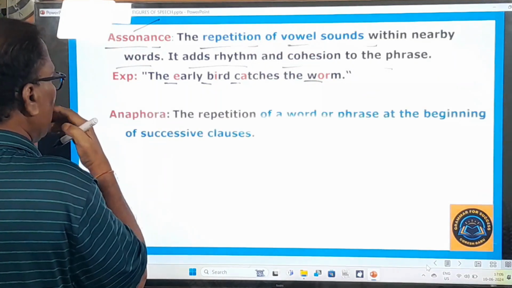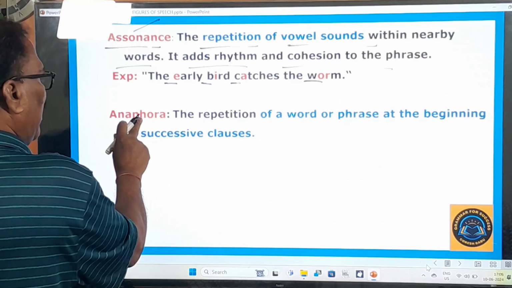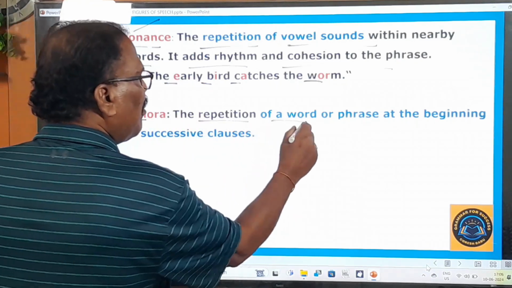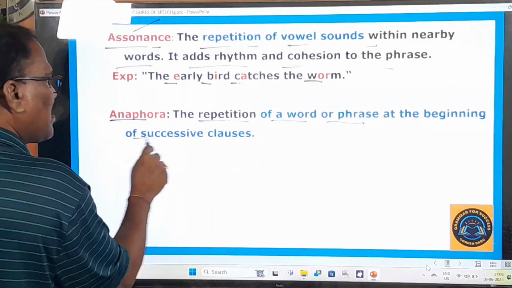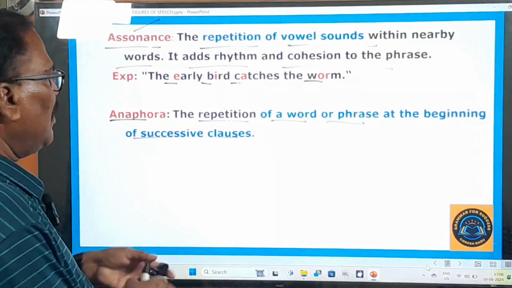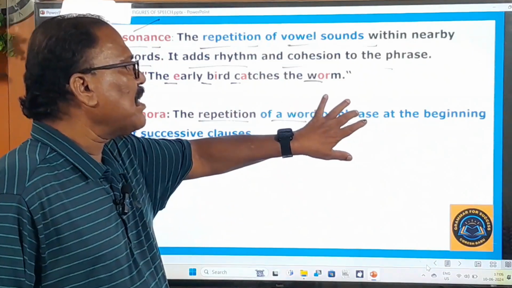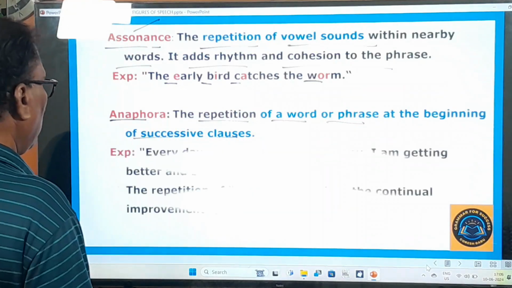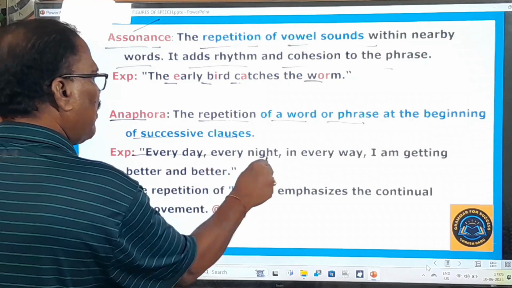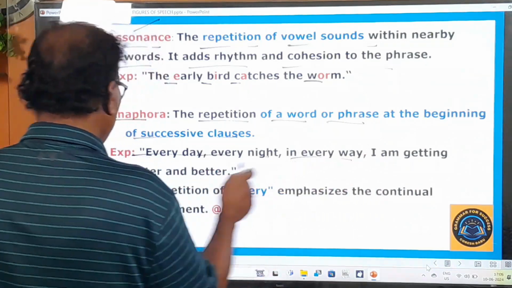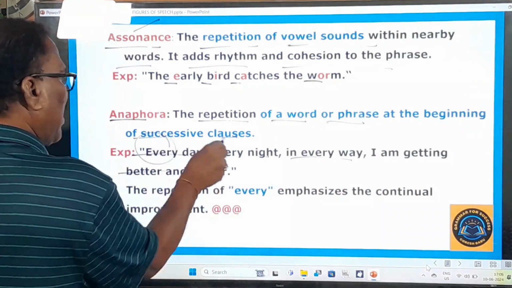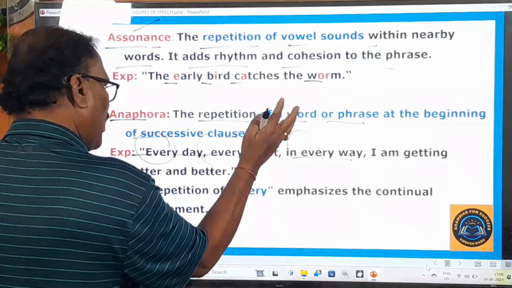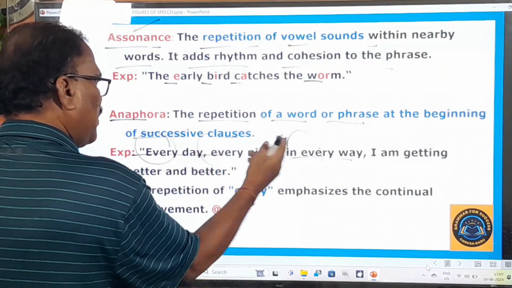Okay, and here you see that anaphora is there. One example is given here, anaphora. Anaphora means the repetition of a word or phrase at the beginning of successive clauses. For example, "Every day, every night, every way, I am getting better and better." So in every phrase, in every clause, this word "every" is repeated.